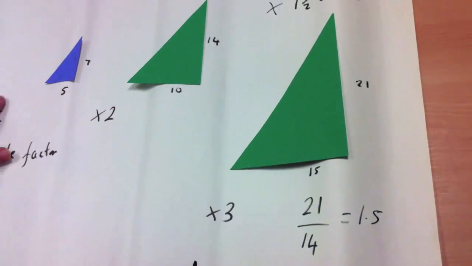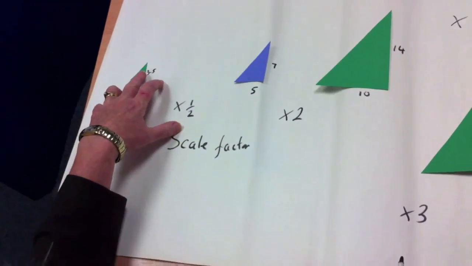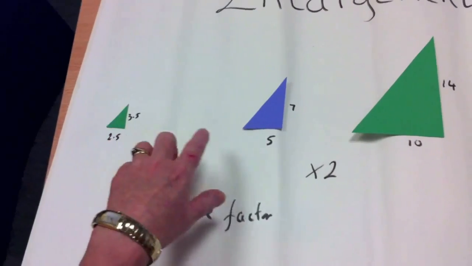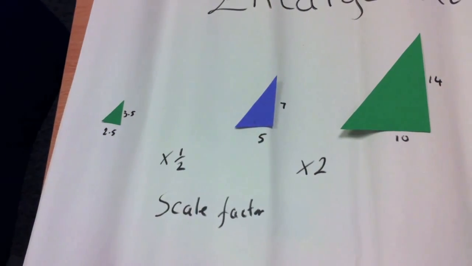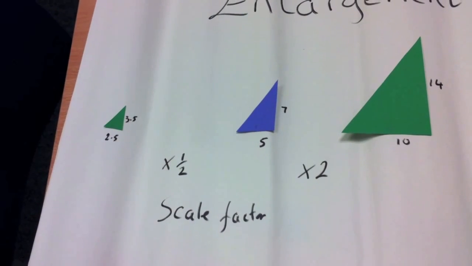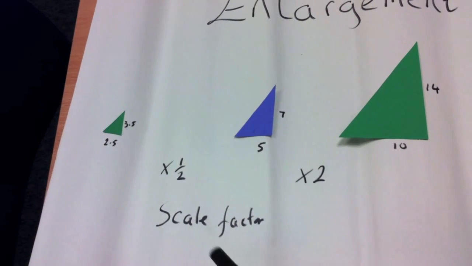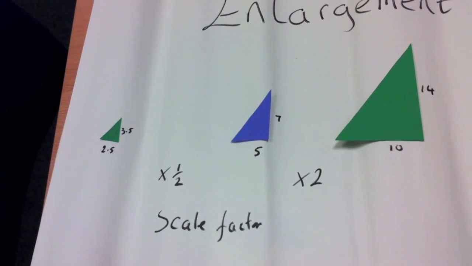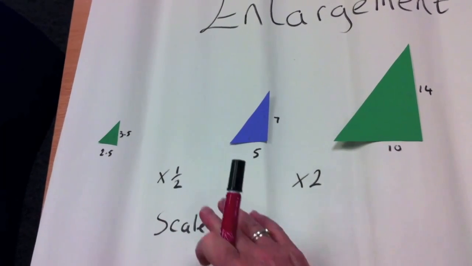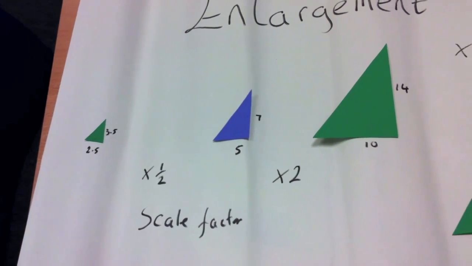We do the same over here. My new length is 3.5. The original was 7. So if I calculate 3.5 divided by 7, I will get the scale factor, and I'll be able to work out my answer there. I'm going to leave that one for you to calculate yourselves.